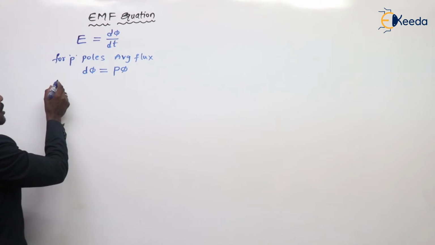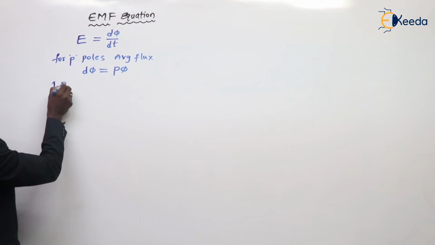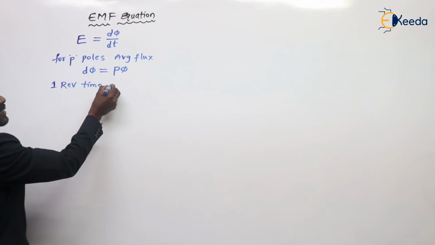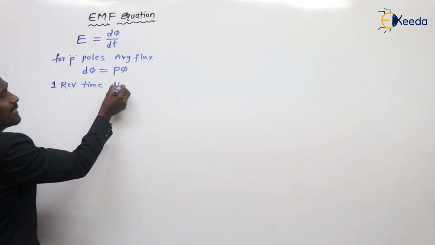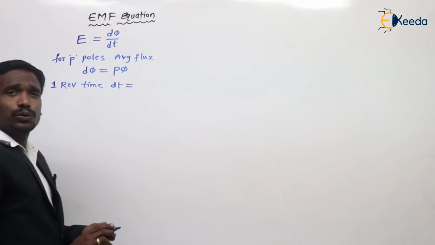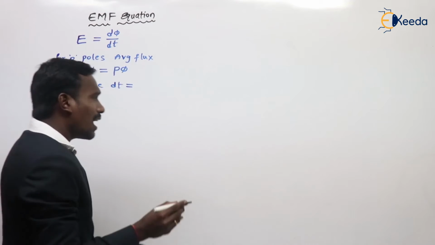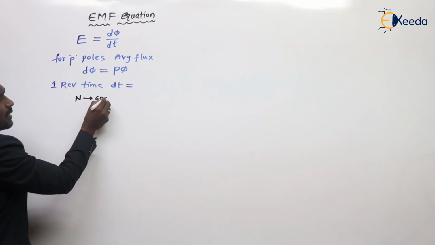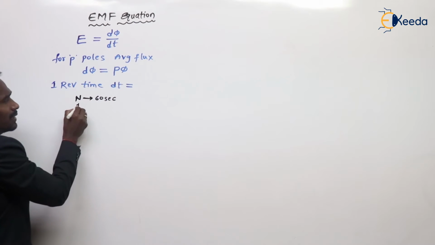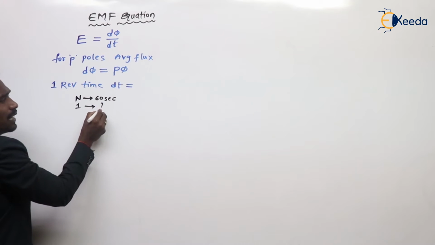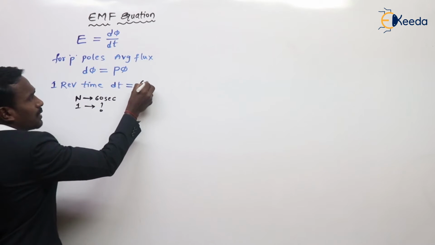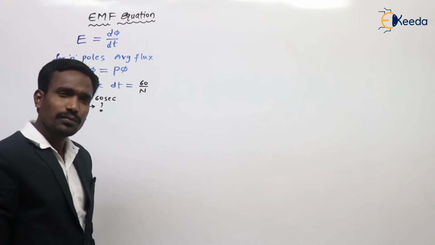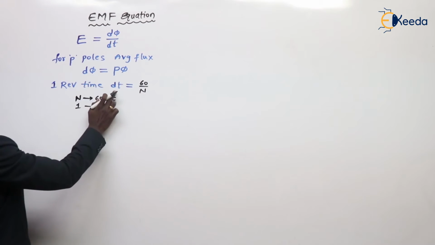As well as, to complete one revolution, the time taken dt is equal to, can you tell me how much it is? I said you already, N revolutions per minute, then one revolution takes 60 upon N time. This is d phi and dt.